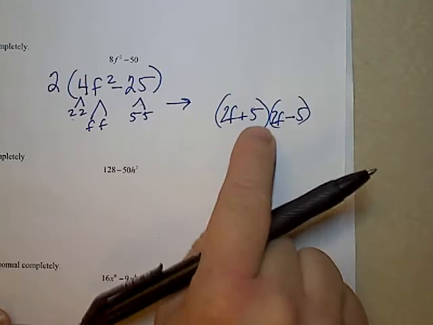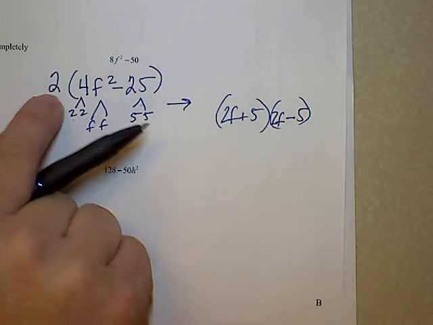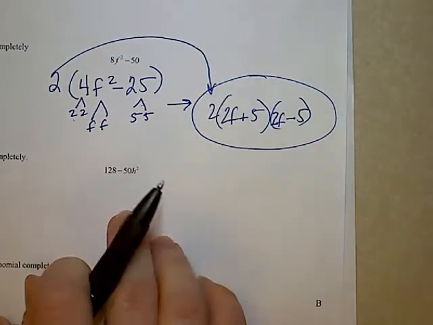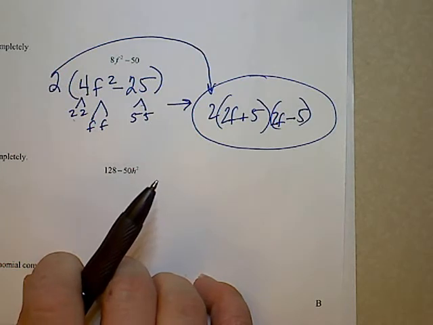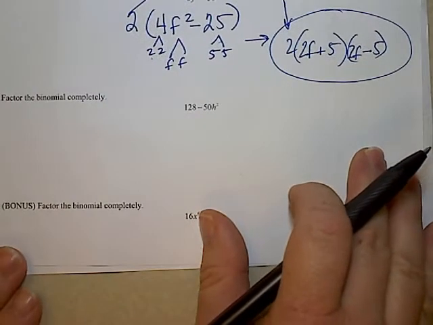If this is your final answer, it would be wrong. It's not complete. Remember, we've factored out this 2. It has to be part of our final answer. Don't forget about the 2 out front. Okay, so we're going to move on here.